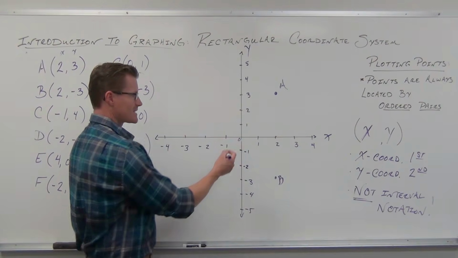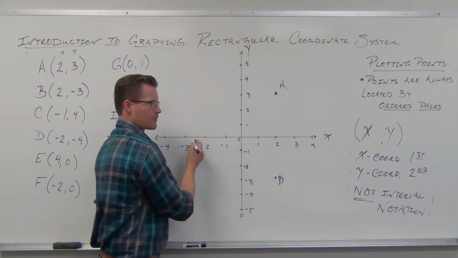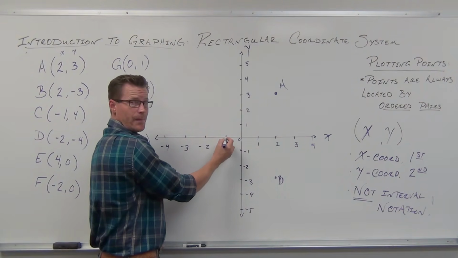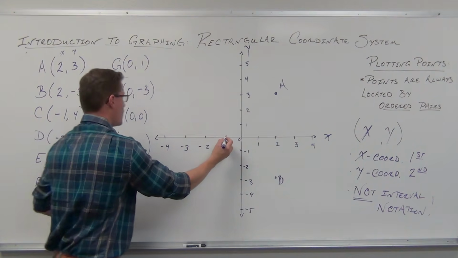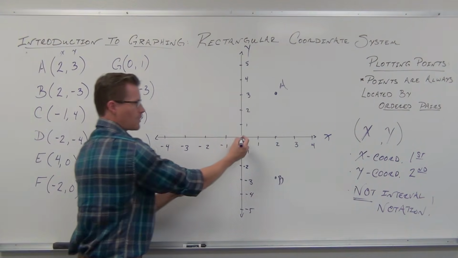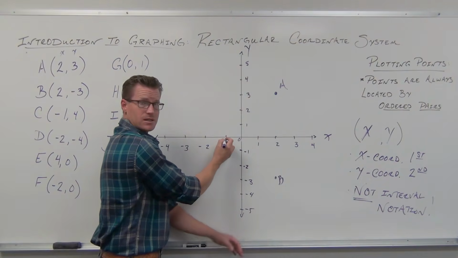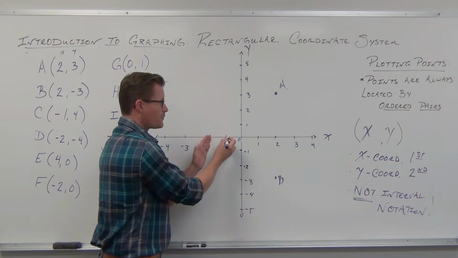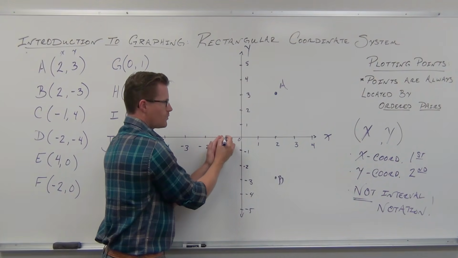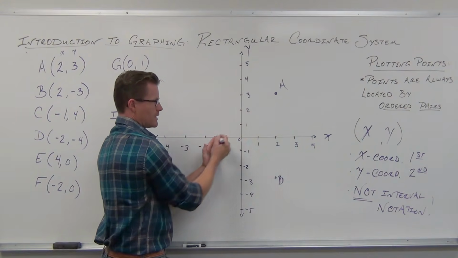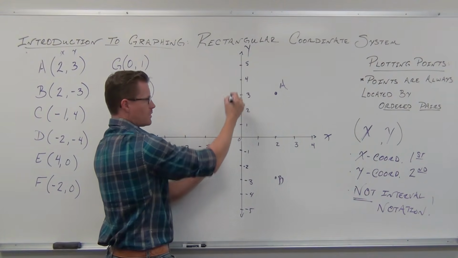C. C says negative 1 along the x. Our first number is x. Here's negative 1. I'm not going to put a point there. I'm going to look at my y value of 4. So negative 1 for the x combined with the idea of positive 4 with the y. So here's negative 1 along the x. Here's positive 4 along the y.